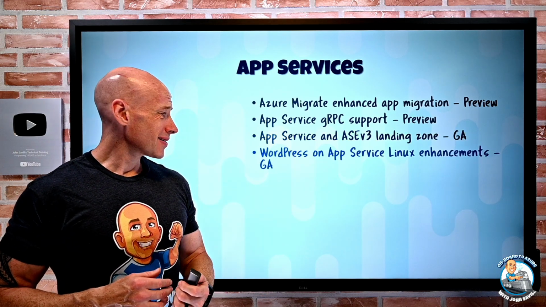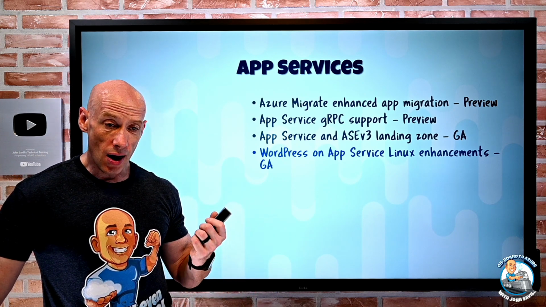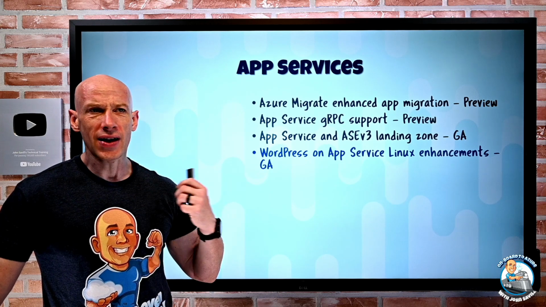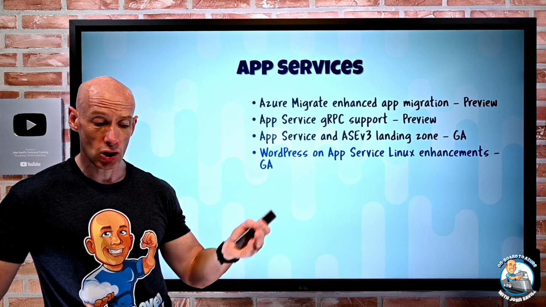WordPress on App Service Linux has got some enhancements. This is really about, hey, I can use Azure Blob Storage now to enhance page reads and writes, improve caching, image compression, VNet integration for some more secure configurations.